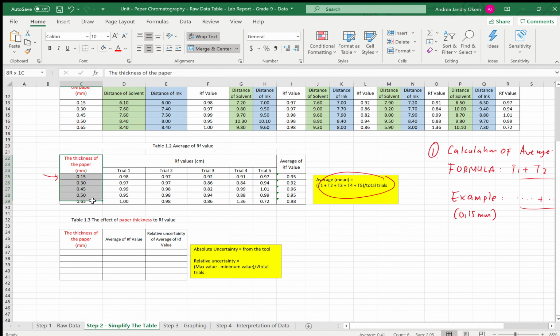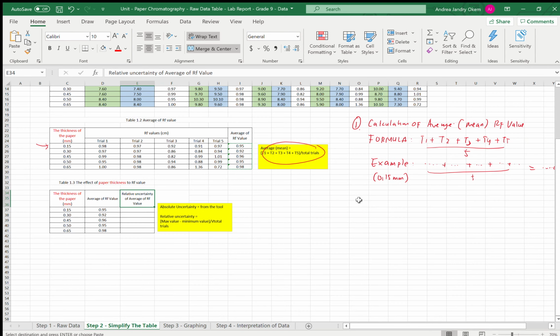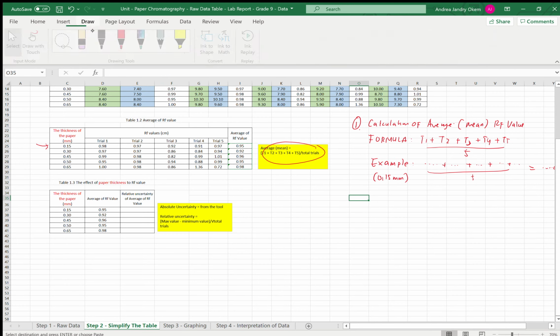And then you copy paste again the first column. Right now you have to copy paste your average. Again, right click copy and then right click paste special and values. Okay, for relative uncertainty, that's our second calculation that you have to put in your lab report.